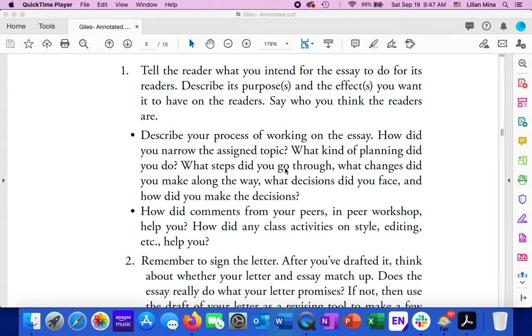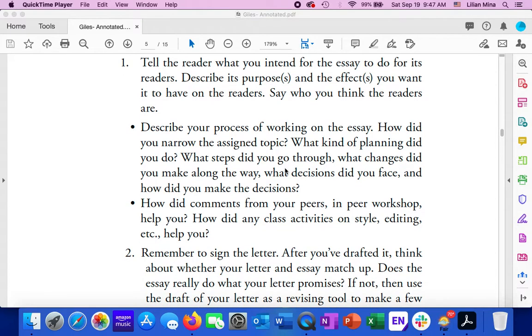So, this is already kind of reflection because you have to think about your thinking. What do you want your writing to achieve? What's your purpose? Who your audience is? What message do you have for your audience? This is all kind of thinking about writing, or reflection.